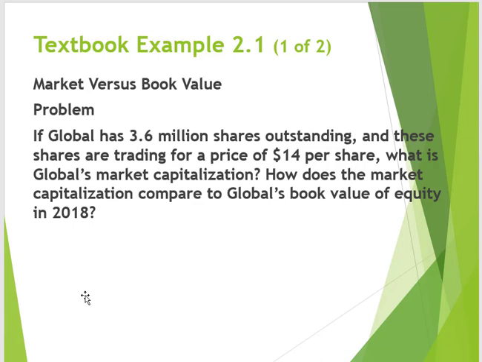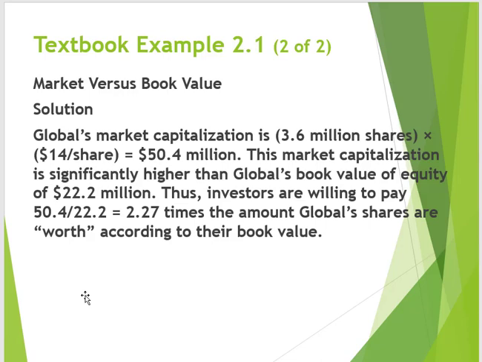So we have a company that has 3.6 million shares. They're trading at $14. The question is, what is market capitalization, right? And how does that compare to the book value of a company? Well, the market capitalization, again, is 3.6 million times $14, which says that this company has $50.4 million in market capitalization. Now, we don't have the financial statements here. They're in a textbook. But essentially what they're telling us is the book value is $22.2 million.